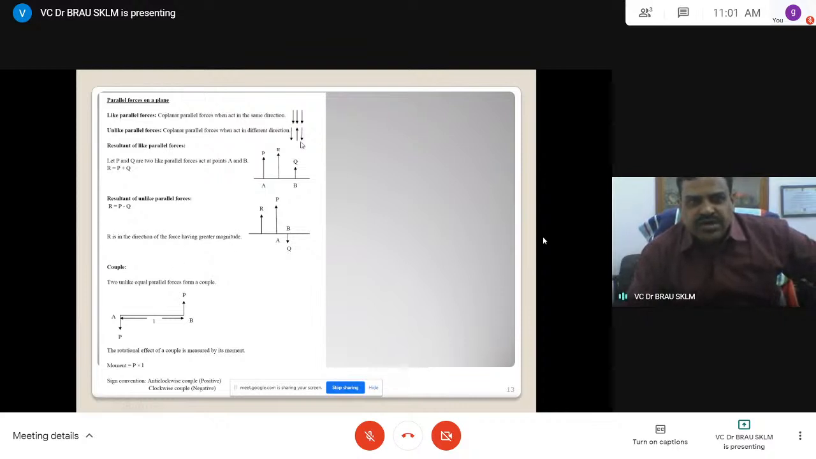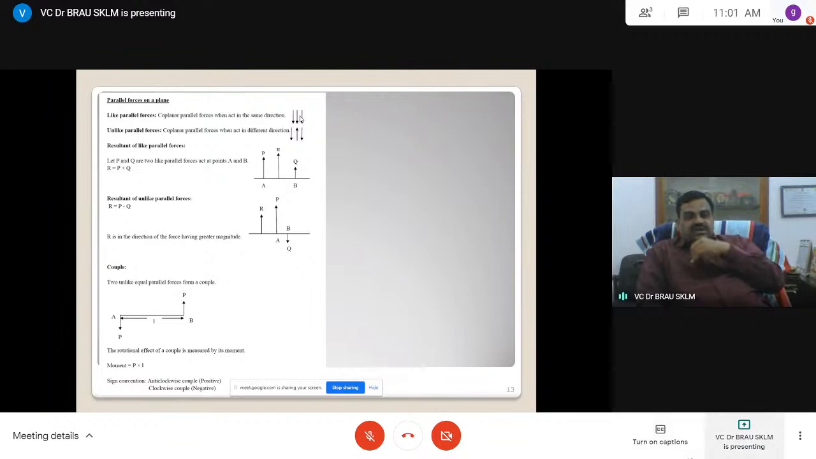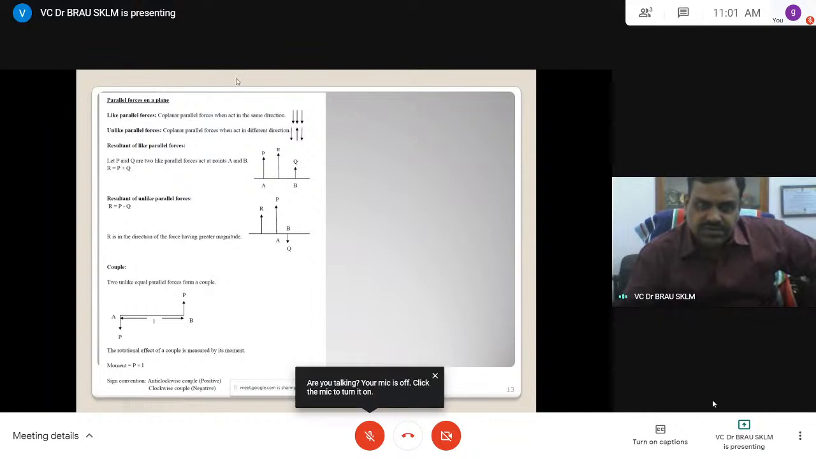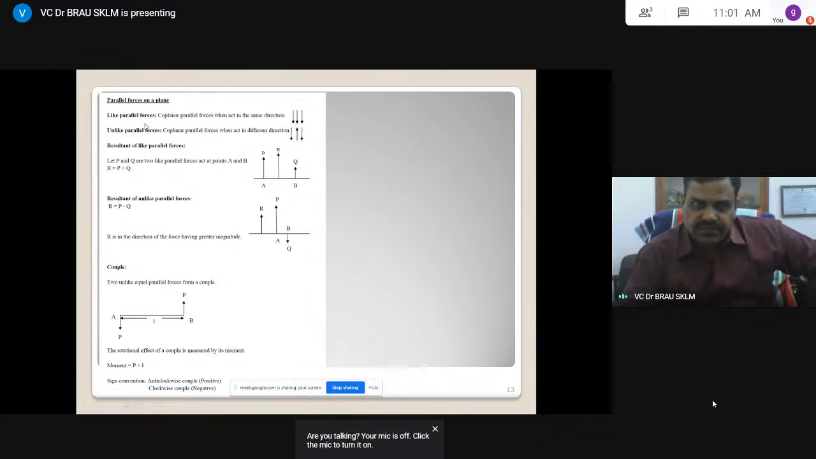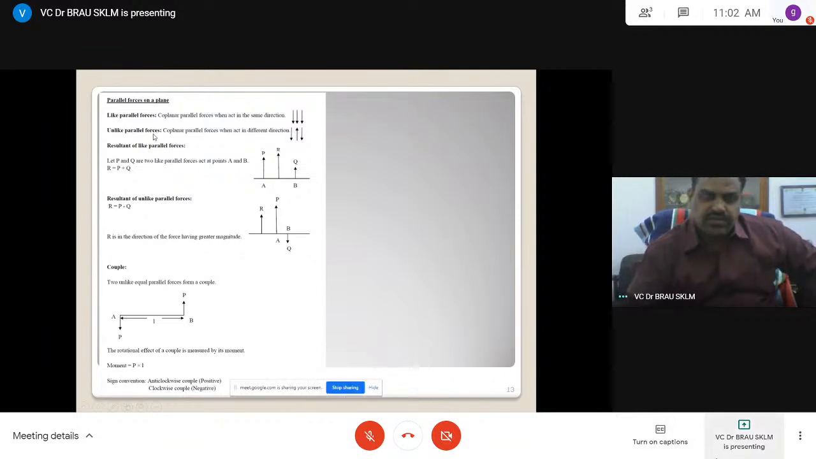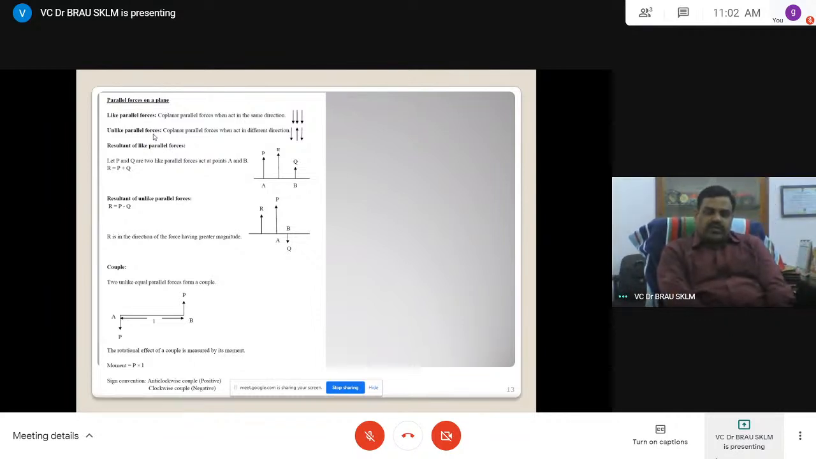Parallel forces means a number of forces are acting, and the distance between any two forces is always constant, not variable. All forces may be acting in one direction, or some forces in one direction and some in the other. If all the forces act in one direction, they are like parallel forces. If some act in one direction and another in the opposite direction, they are unlike parallel forces.